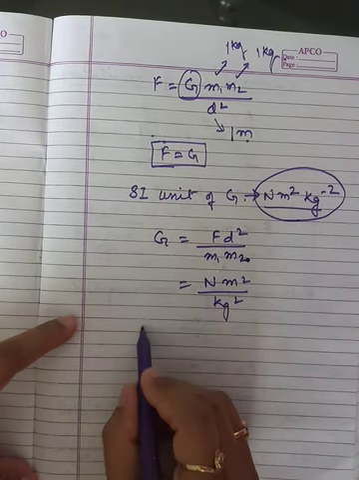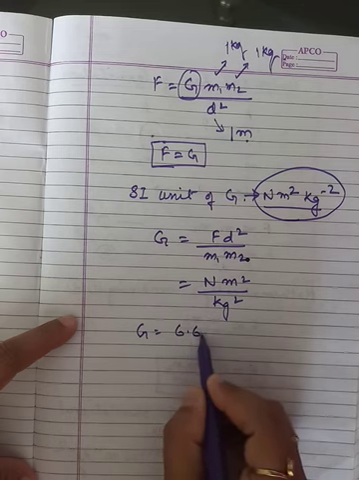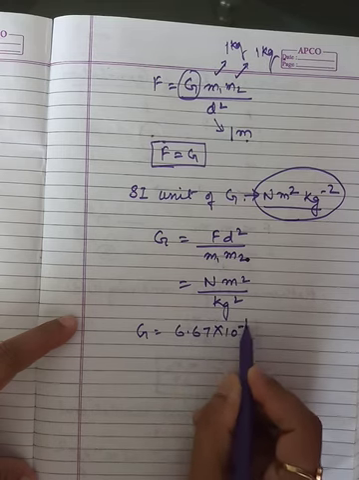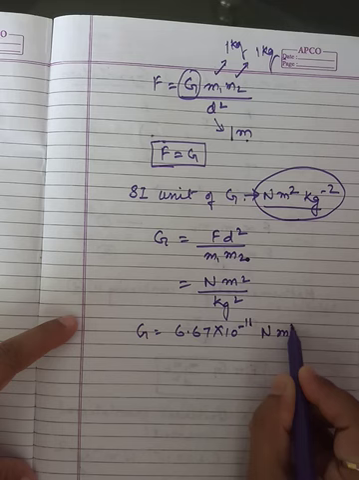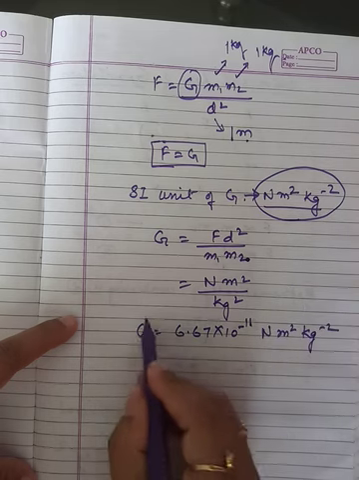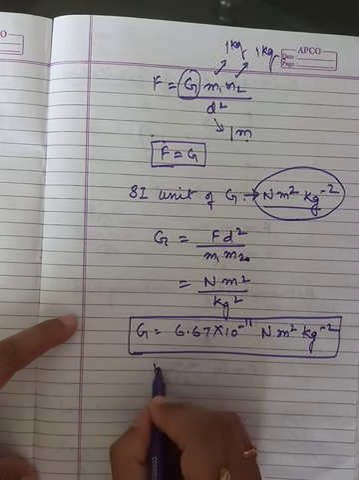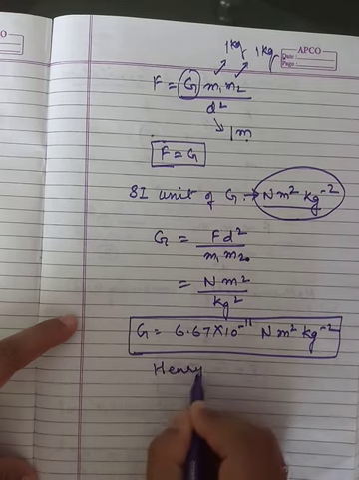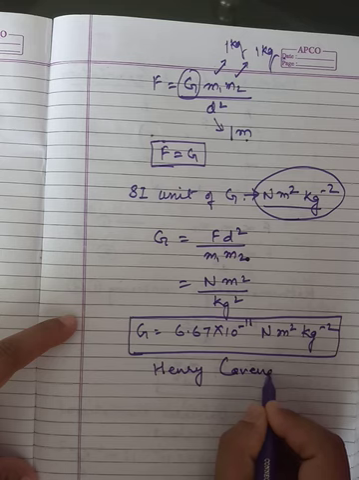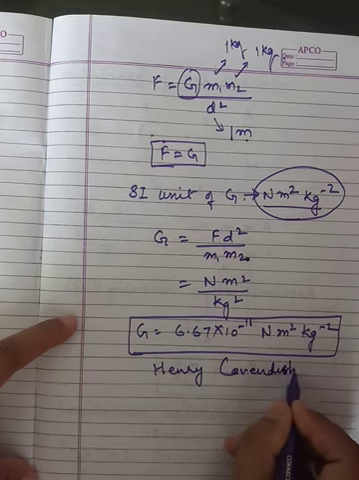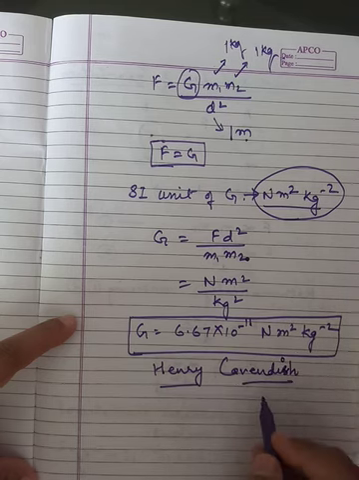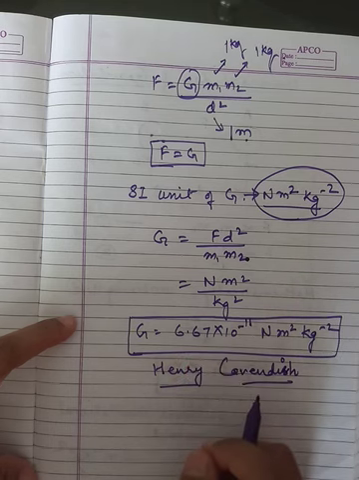So the value of G, I'm writing again, 6.67 multiplied by 10 raised to power minus 11 Newton meter square per kg square, was given by a famous scientist named Henry Cavendish. Henry Cavendish gave this value. Okay.